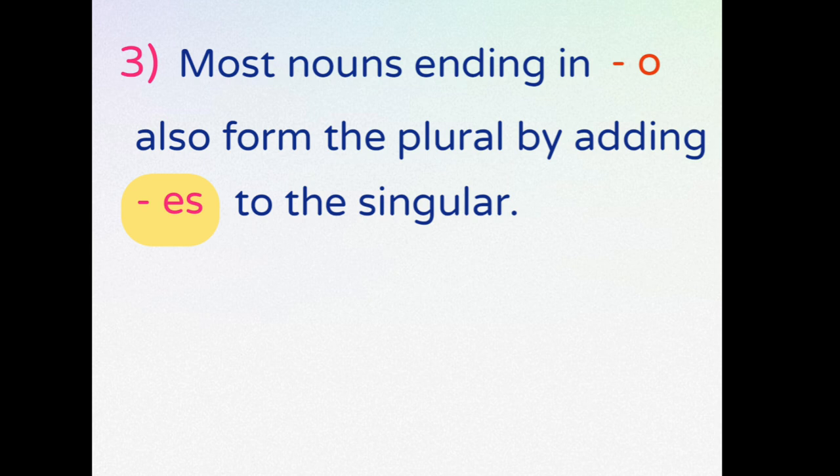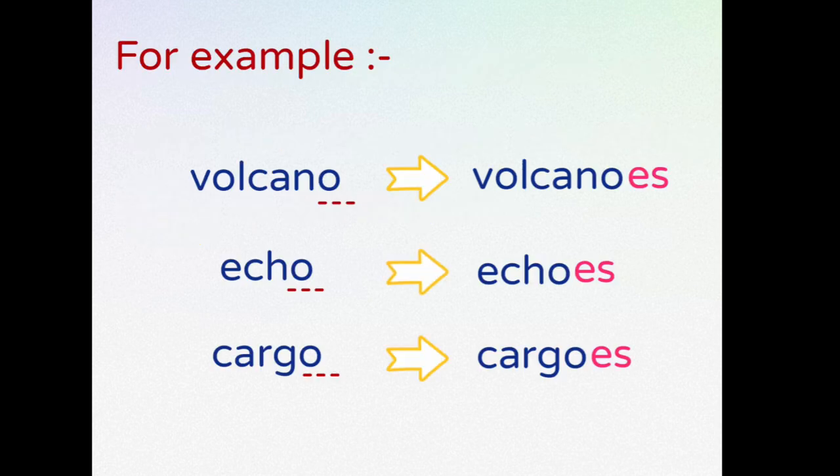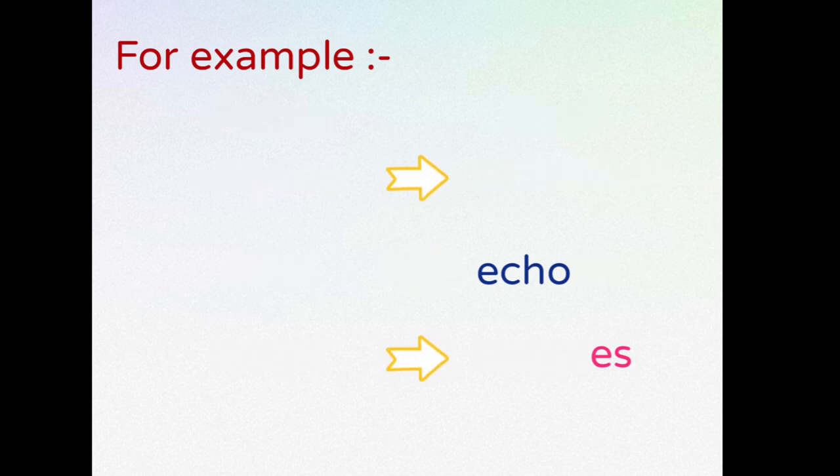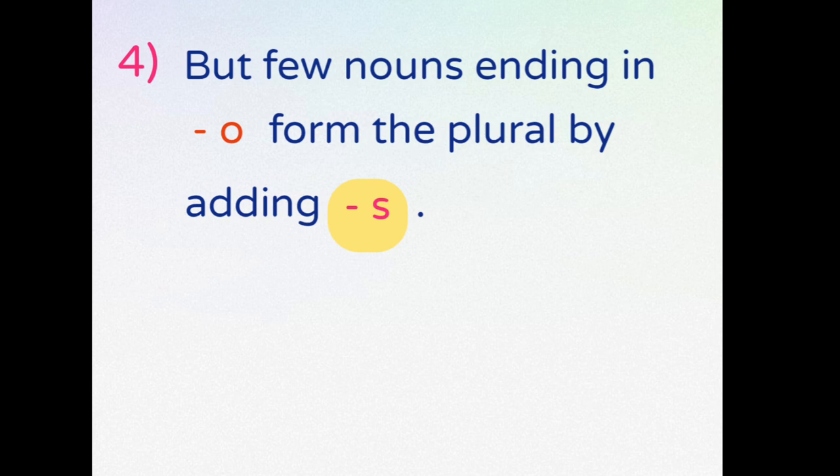Most nouns ending in o also form the plural by adding es to the singular. For example, volcano. It is ending in o, so we are going to add es to form its plural. Volcano, volcanoes. Similarly, echo, echoes. Cargo, cargoes. So just try to follow these rules and you will be perfect at forming plurals. Let's have a look at the fourth rule.